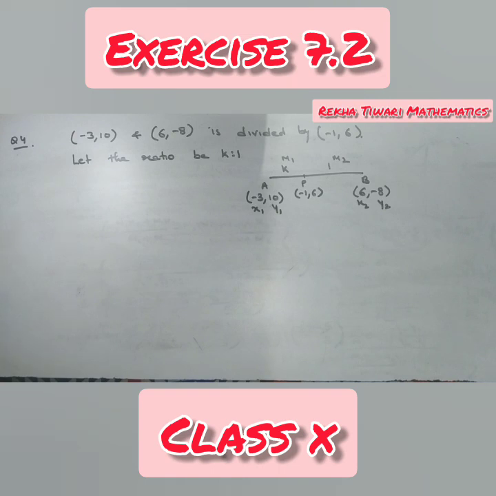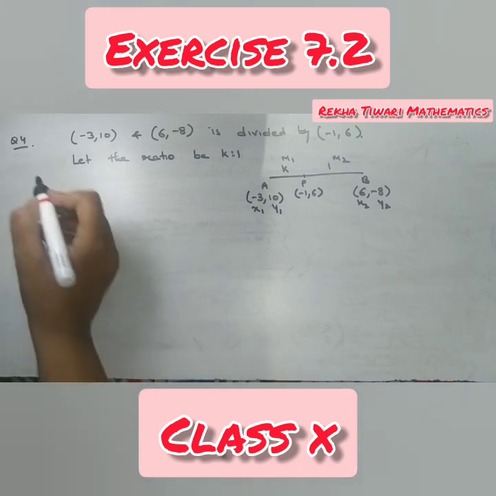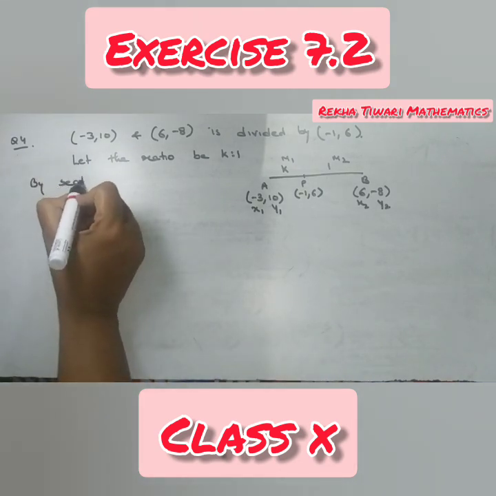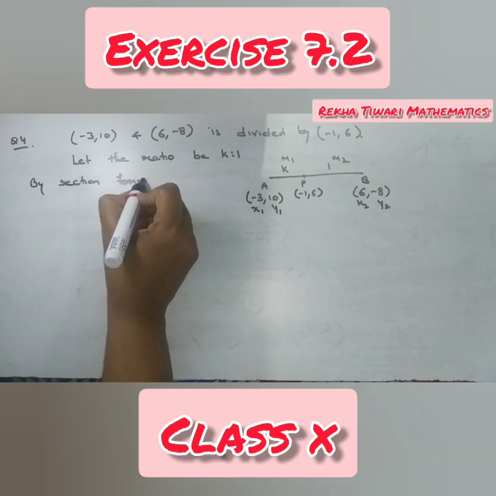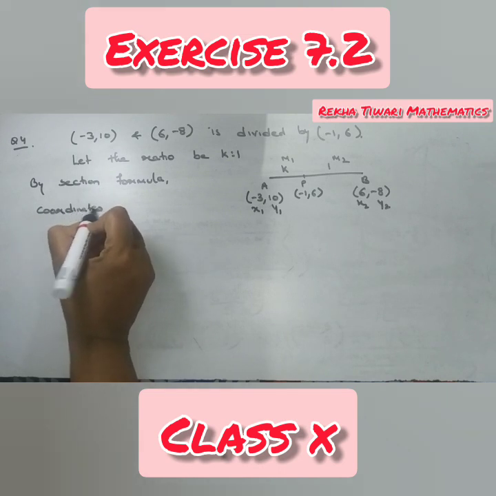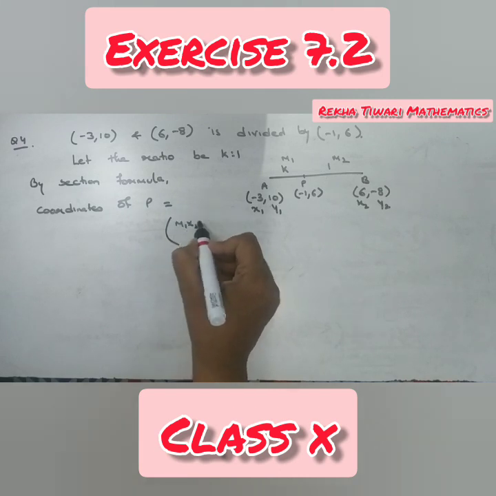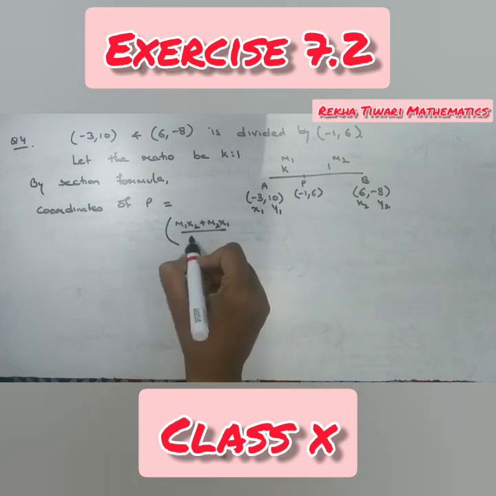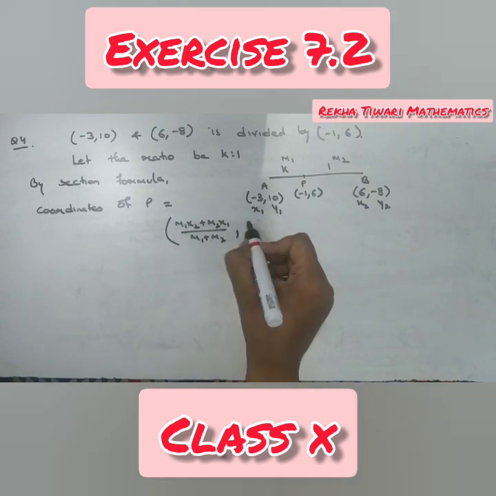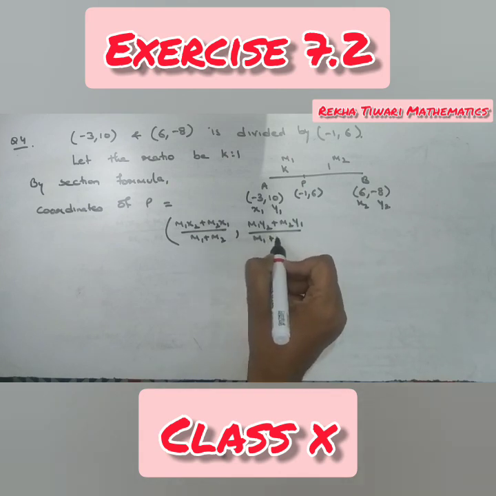You don't have to change the formula. You have to use the section formula only, in which you are getting the coordinates of P. Here it is given, so we will proceed in a different way. Okay, so by the section formula, coordinates of P is equal to, what is the formula? m1 x2 plus m2 x1 upon m1 plus m2, m1 y2 plus m2 y1 upon m1 plus m2.